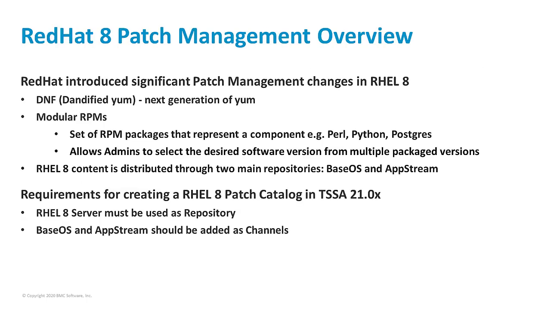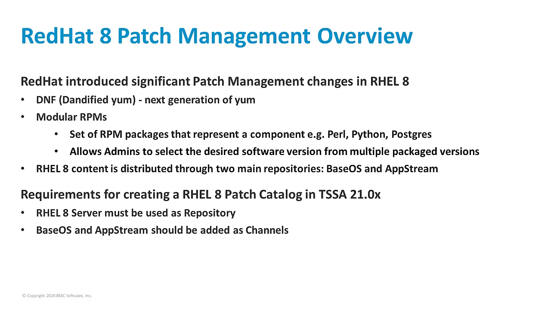With the release of Redhat 8, significant patch management changes were introduced in RHEL 8. DNF, which is Dandified Yum, is the new generation of Yum. It supports the same arguments, but is faster and does a better job with library dependencies. Modular RPMs are a set of RPM packages that represent a component. It allows multiple versions of packages to be available in the system, so it can have different versions of the same package to support legacy applications using different versions.